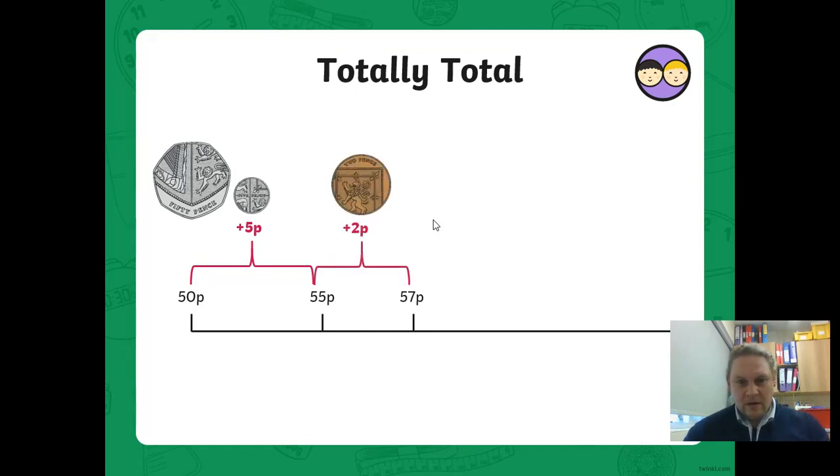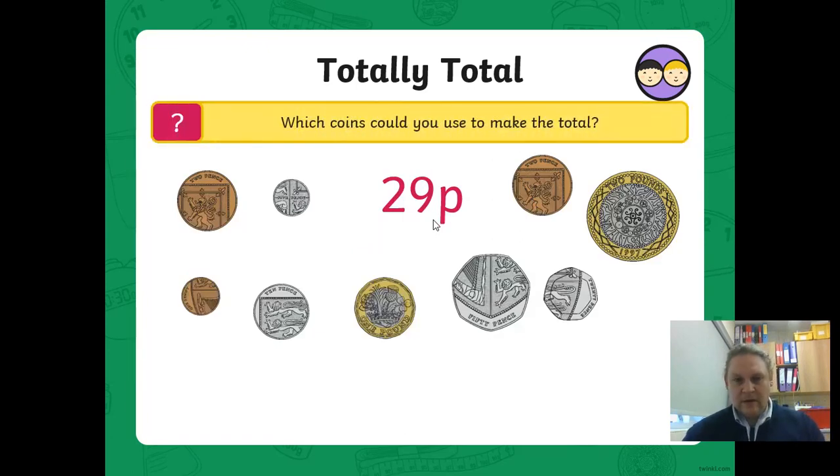Let's have a look at this one. Our target number is 29p. Now, can you find the biggest coin that we can use without going over 29p? Have a quick look. Can't use the £2, that's far too big. That's 200 pence in there. And there's 100 pence in a £1. So we can't use that. There's 50 pence in a 50 pence piece. There's 20 pence in a 20 pence piece. Can we use that? Is it more or less than 29p?